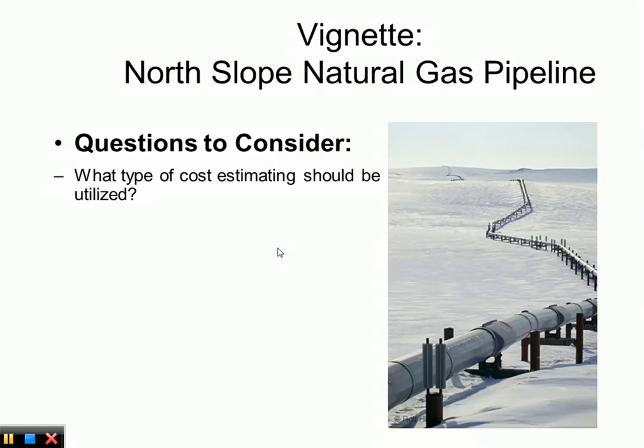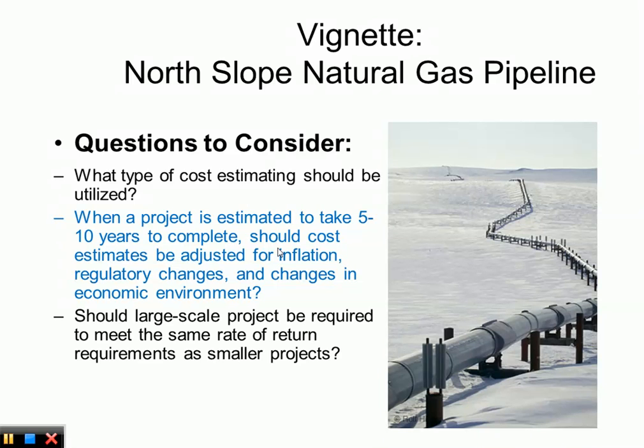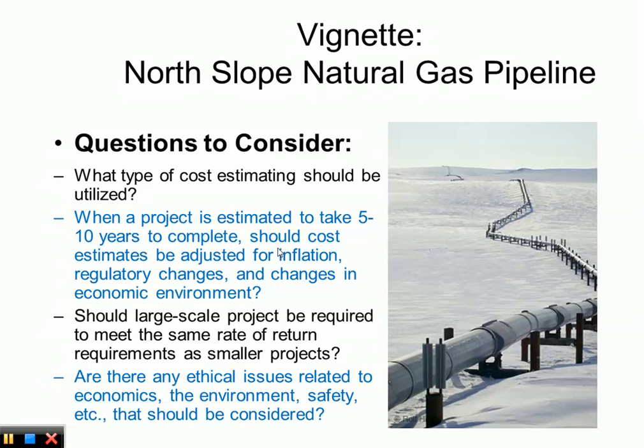There are some questions to consider. What type of cost estimating should be utilized for this project? When the project is estimated to take between 5 and 10 years to complete, should cost estimates be adjusted for inflation, regulatory changes, and changes in economic environment? Should a large-scale project be required to meet the same rate of return requirements as smaller projects? Are there any ethical issues related to economics, the environment, safety, and other factors that should be considered? Of course, we're not going to answer all of these questions, but it's important to look into this and understand that, especially when dealing with larger or longer projects, you need to be very careful in estimating costs.